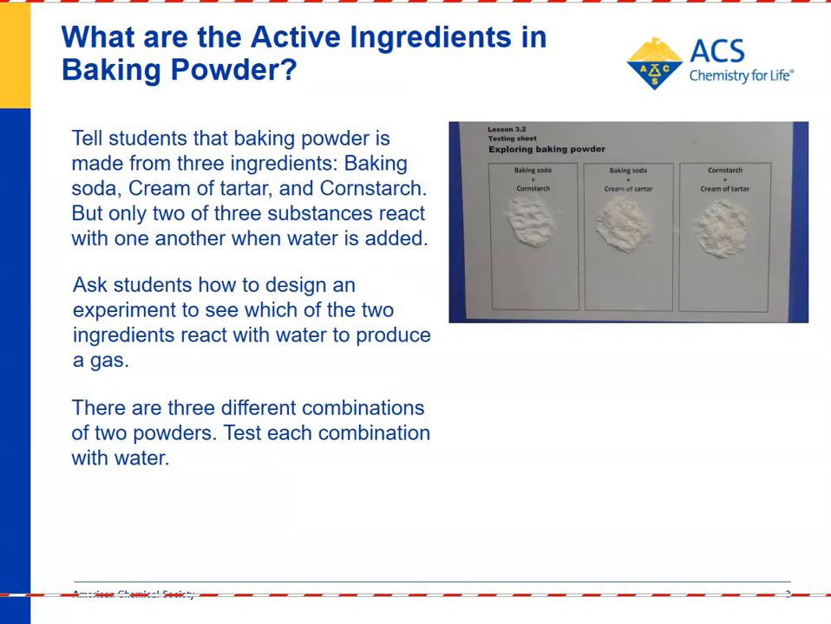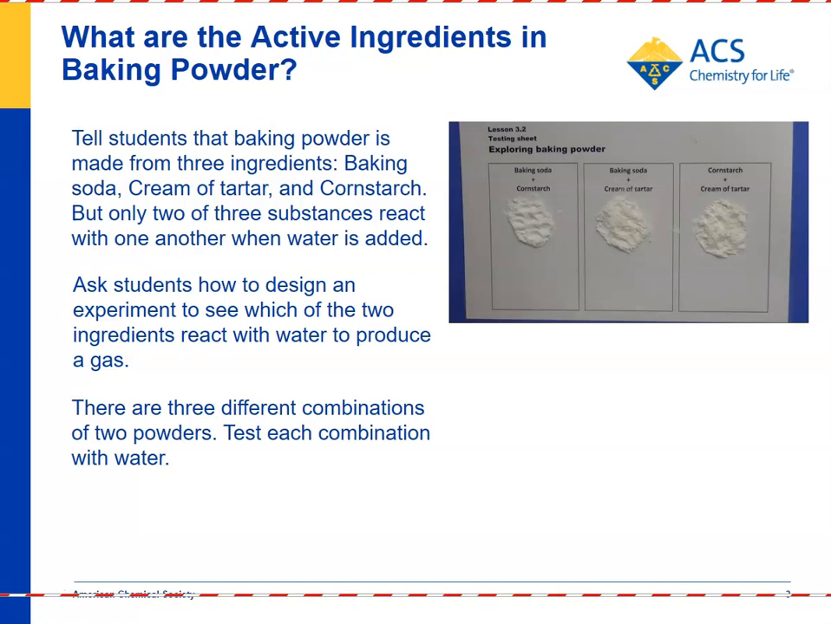Well, from the last experiment, students know that baking powder contains baking soda, cornstarch, and cream of tartar, which is a powdered acid. So the question is, which two of those combined with water causes a chemical reaction that produces a gas? Well, the only way to figure that out is to create 3 mixtures.